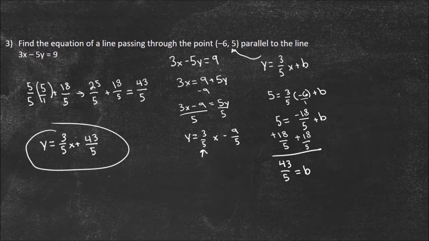And that will satisfy that it is parallel to this line, and it goes through the point negative 6, 5. And if you were to plug negative 6 in for x, you should get 5 for the y. If you want to, I recommend this actually. Plug it in on your own, make sure it works out. So hopefully that makes sense.